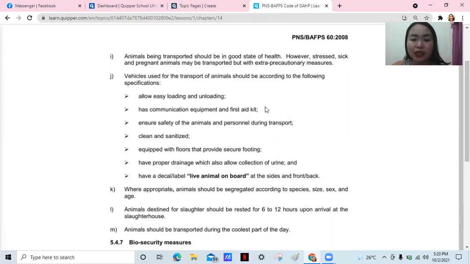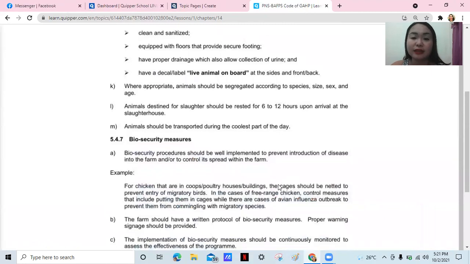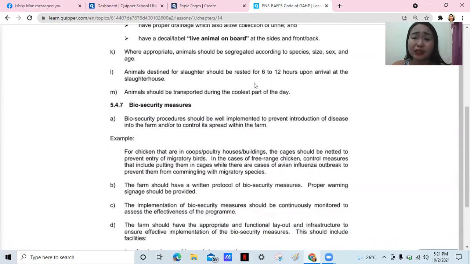We have allow easy loading and unloading, has communication equipment and first aid kit, ensures safety of the animals and personnel during transport, and clean and sanitized, equipped with floors that provide secure footing. Not slippery. And have proper drainage, which also allows collection of urine, and have a decal or label live animal on board, no, at the sides of the front and back. So although we do not observe that in the real situation, no, but this is actually the ideal way, no. You put a live animal on board label.